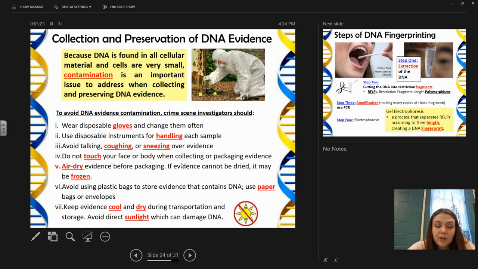Do not touch your face or body when collecting or packaging evidence. Let the evidence air dry before packaging. If evidence cannot be dried, then it must be frozen. Avoid using plastic bags to store evidence that contains DNA. Use paper packaging. Just like the blood, this is a decomposing raw material. It needs to have breathable packaging, which is paper. Keep evidence cool and dry during transportation and storage and avoid direct sunlight. Sunlight can actually damage the DNA and start breaking it down. So I'd be very careful with all those things to make sure that we don't ruin our DNA sample.